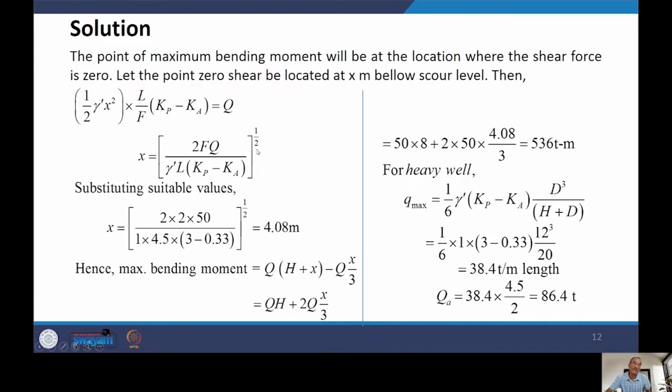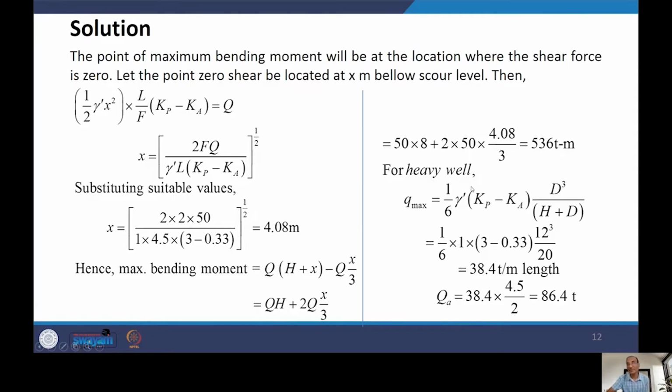Once x is known, this is the point of zero shear force, then the maximum bending moment can be found as Q into h plus x minus Q into x by 3. Once you solve it, you get QH plus twice Q x by 3. And once we put in the numbers, 50 into 8 plus 2 into 15, you get 536 ton meter. So the maximum value of bending moment for this case is 536 ton meter.